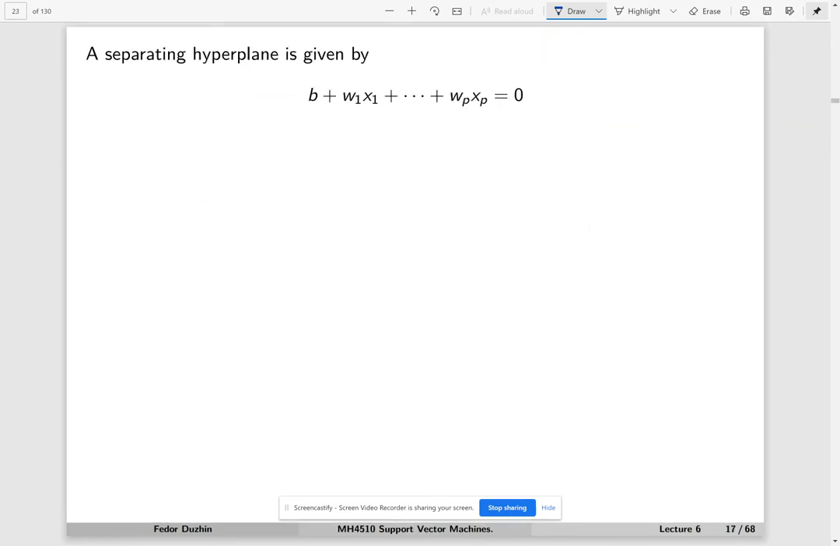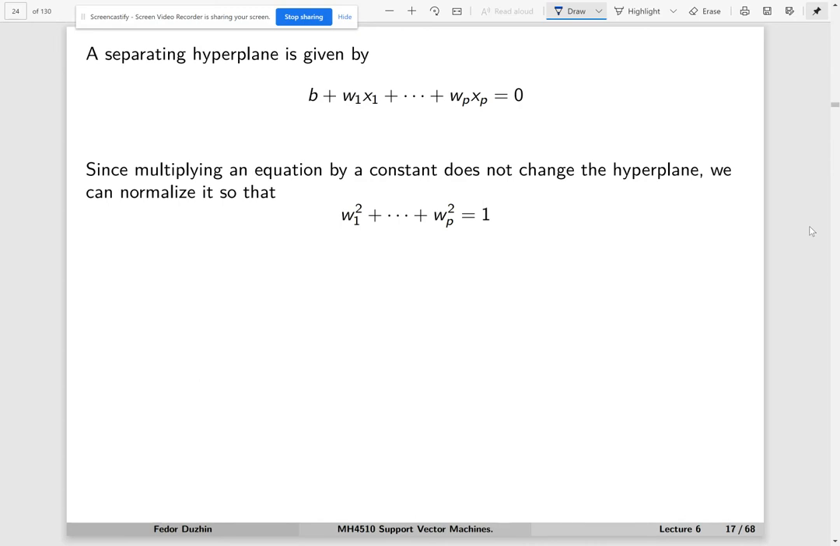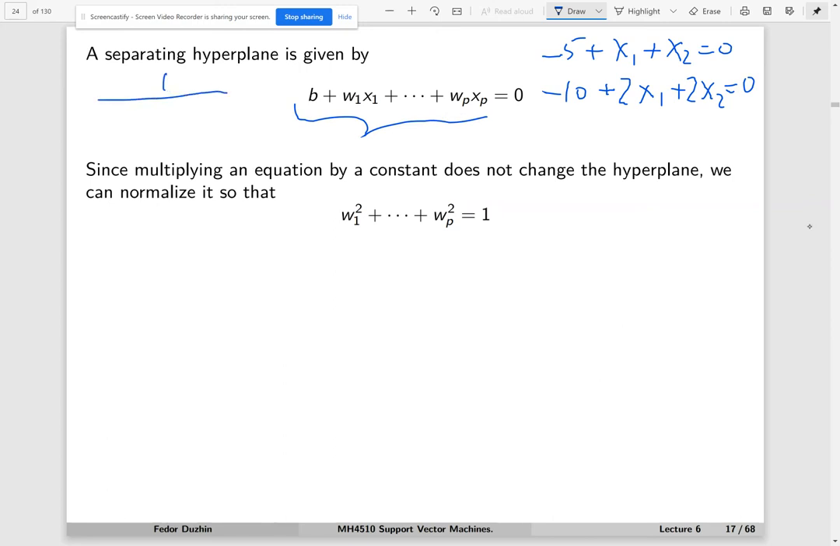Okay, now a separating hyperplane is given by this linear equation. Since multiplying an equation by a constant does not change the hyperplane, hypothetically, if you have minus 5 plus x1 plus x2 is 0, then if you multiply it by 2, minus 10 plus 2 x1 plus 2 x2 is 0, that is a different equation that defines the same hyperplane. Which means we can always multiply our equation by the inverse of the square root of w1 squared plus and so on, plus wp squared. Okay, so we are going to normalize this equation.